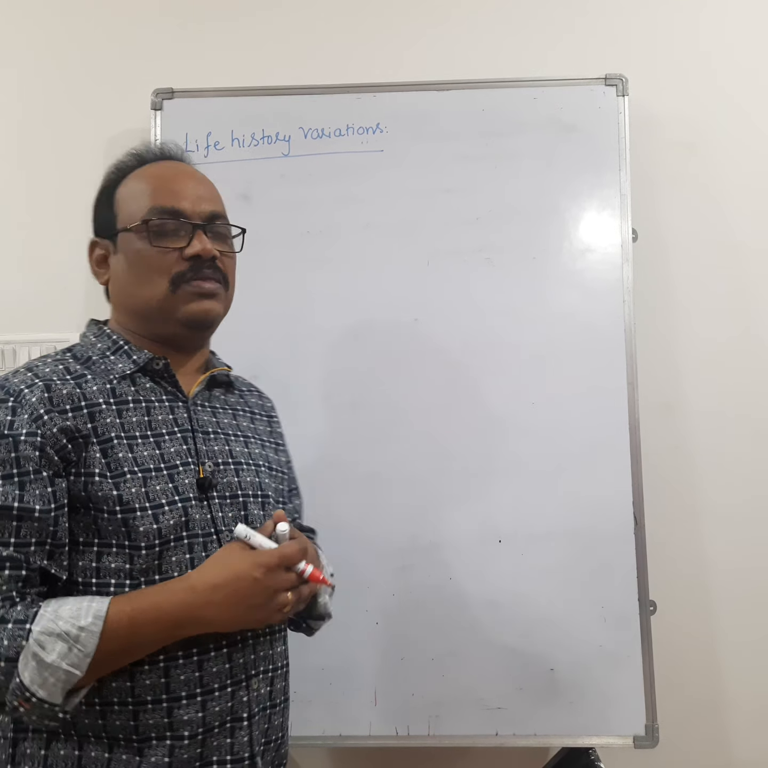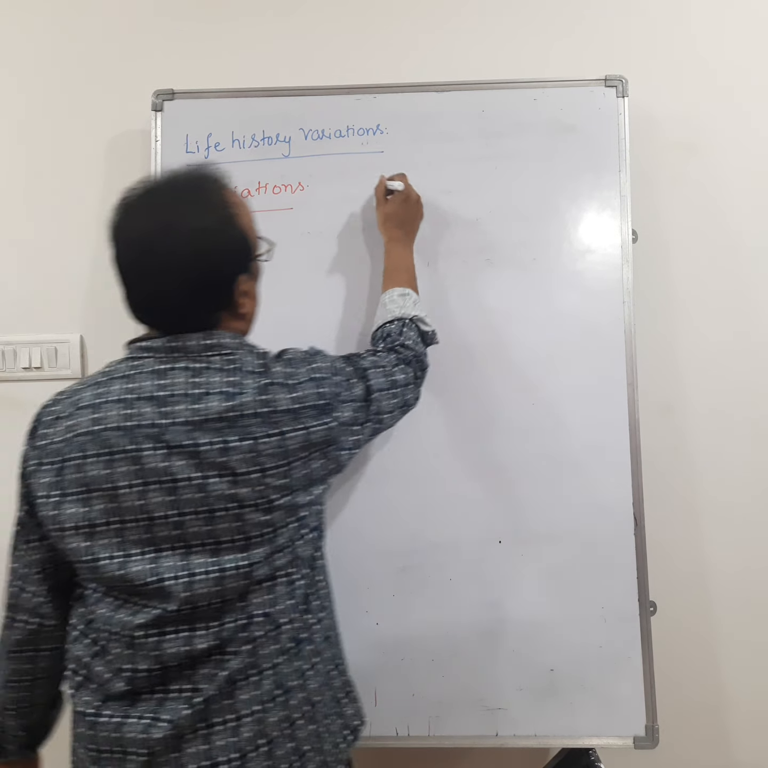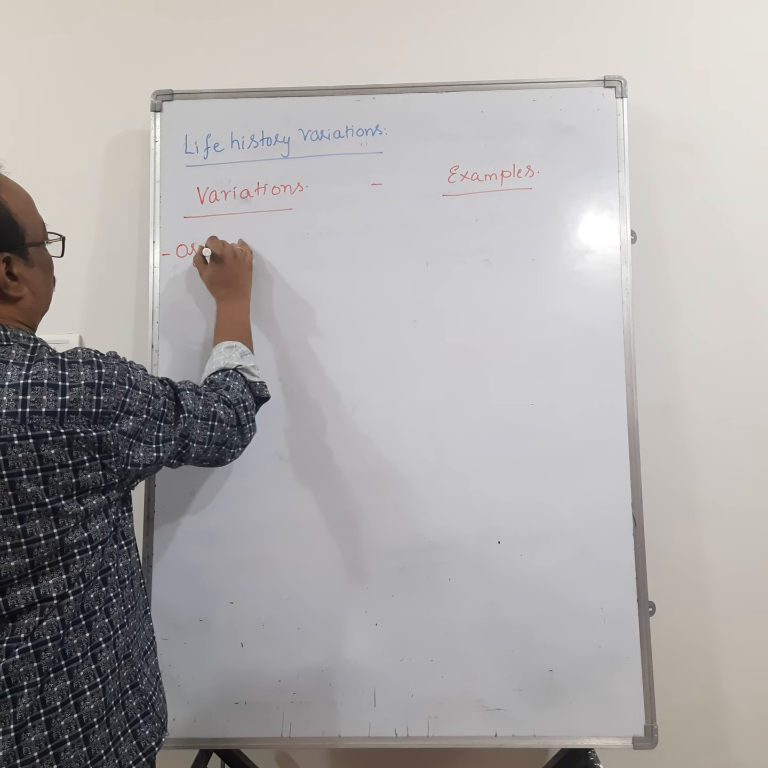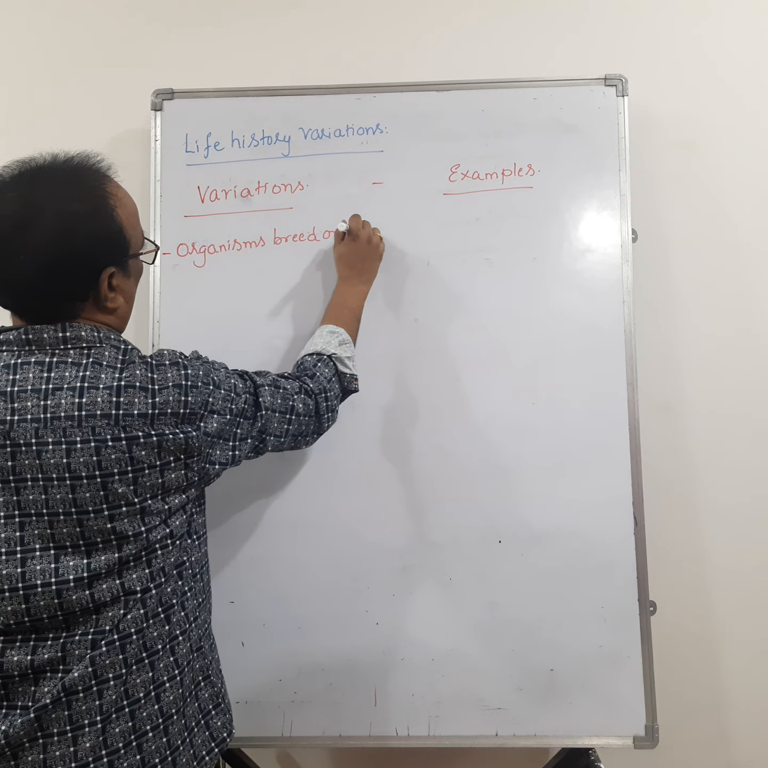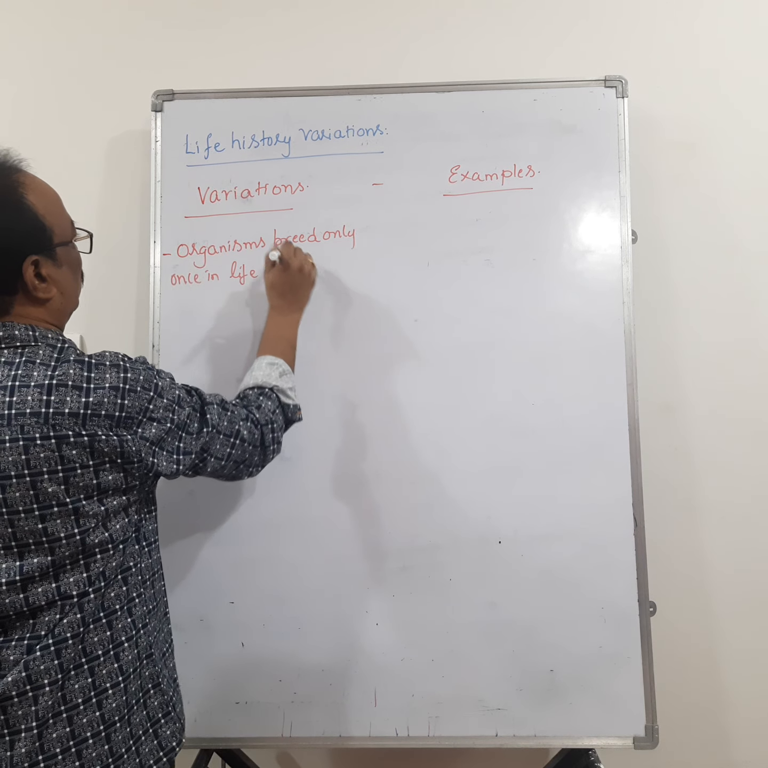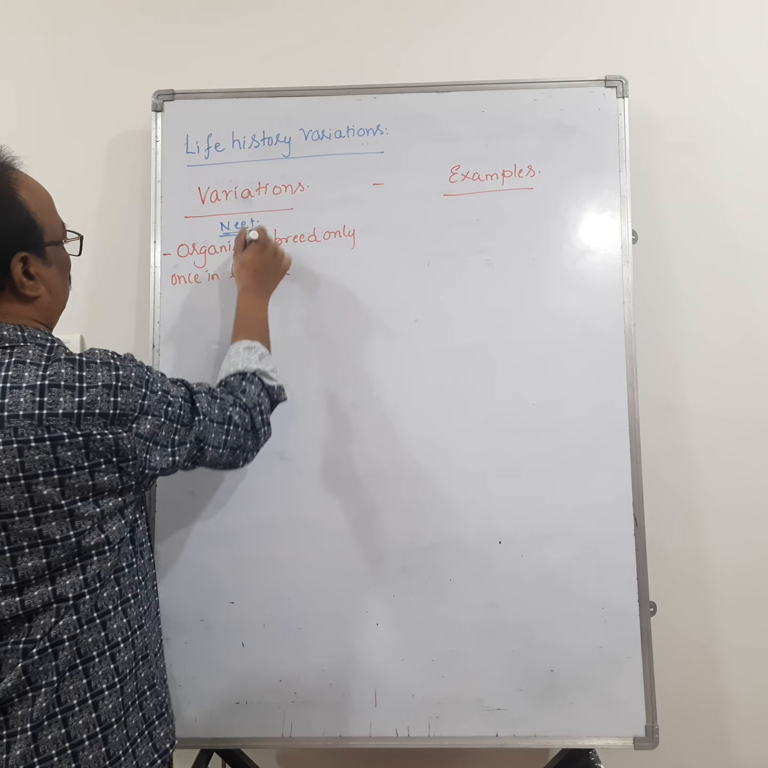So here I am writing variations, and here examples. We are discussing only the reproductive fitness, remember that. Here the first one: organisms that breed only once in lifetime. Very important for the NEET examination, remember these examples.